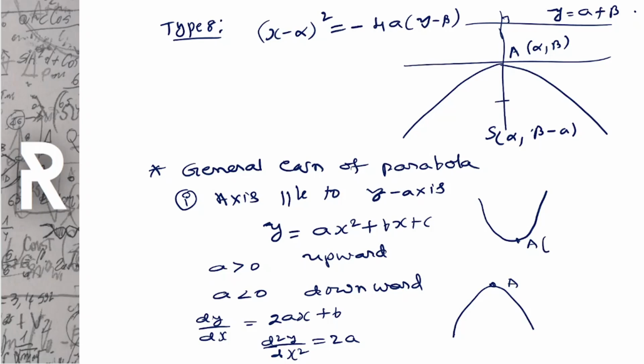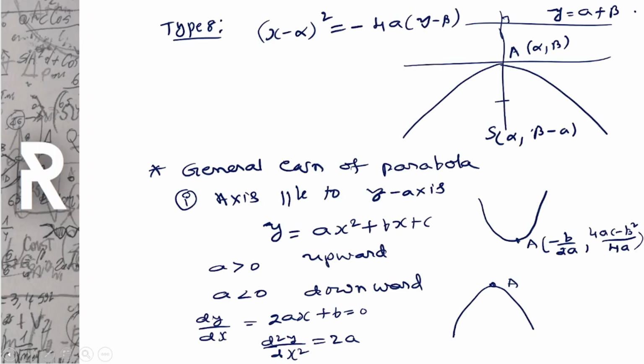X coordinate, equating to 0, is minus b by 2a. Substituted here, we get (4ac minus b square) by 4a. Here the axis equation is a vertical line passing through (minus b by 2a, (4ac minus b square) by 4a): x equal to minus b by 2a. Here also no difference, same coordinates, the only thing is a is negative.